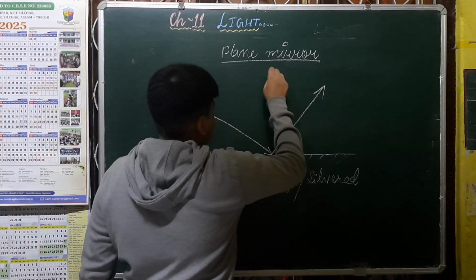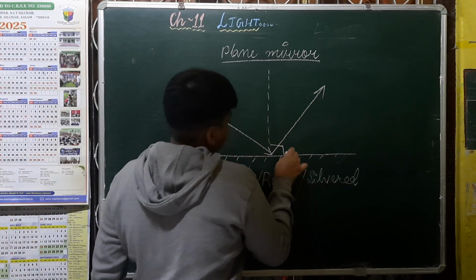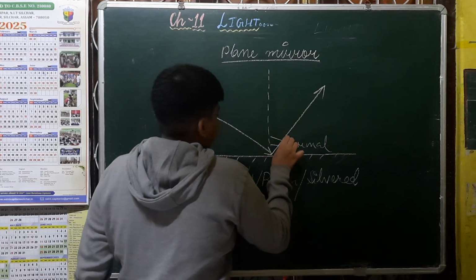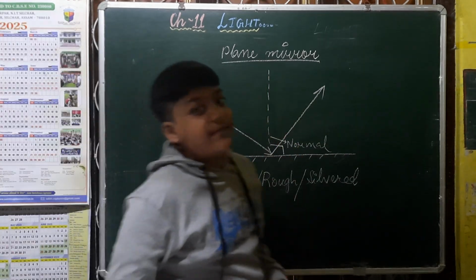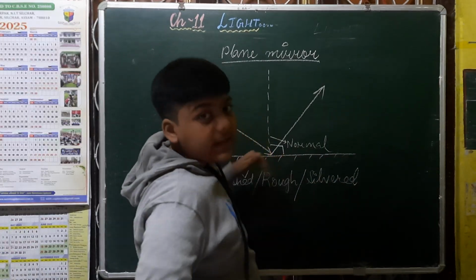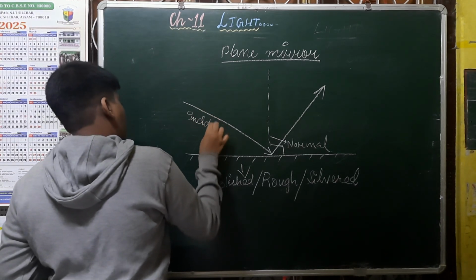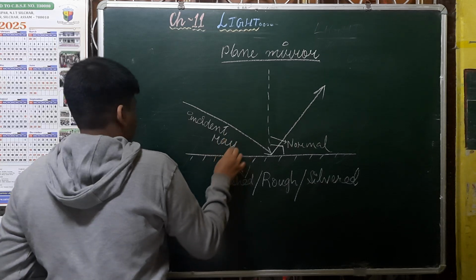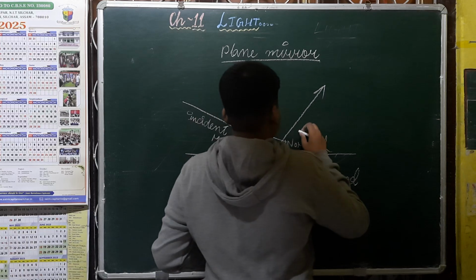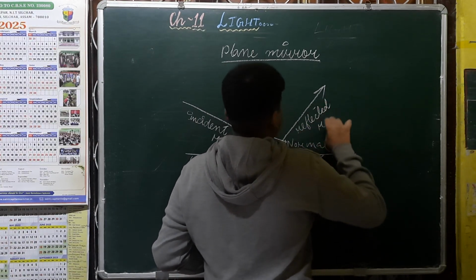And there will be a perpendicular to the mirror, and this perpendicular will be known as the normal. This perpendicular line on a mirror is known as a normal. This ray which is coming and hitting the mirror is known as the incident ray, and the ray which is going back is known as the reflected ray.